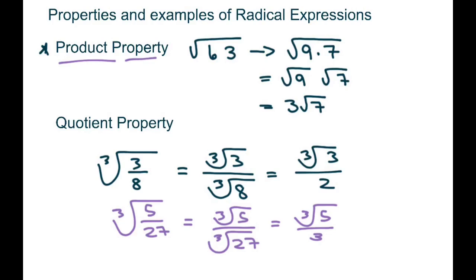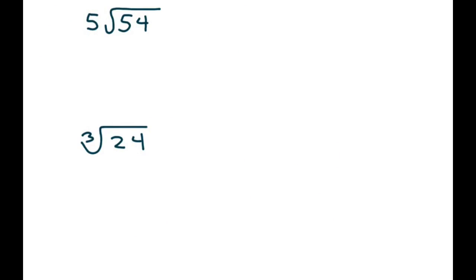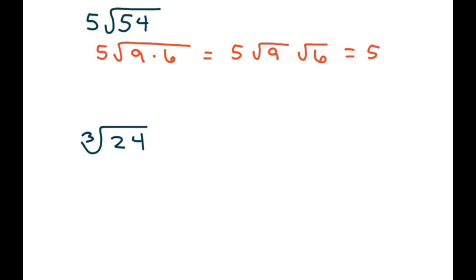The main ones we're going to work on are more complicated product properties. So, for example, we have this one. We're going to write this as 5 times the square root of 9 times 6. This equals 5 times the square root of 9 times the square root of 6, which equals 5 times 3, because the square root of 9 equals 3, times the square root of 6, so we get 15 times the square root of 6.